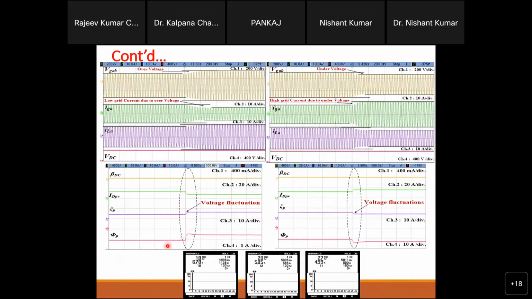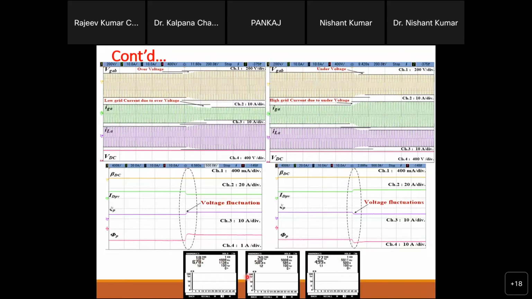This is your over voltage condition, so your grid current is decreased. Similarly, this is the under voltage condition, where the current is increased. But the THD is maintained in all of them. Here you will see 1.8%, 2%, and 2.7%. So this is the situation.